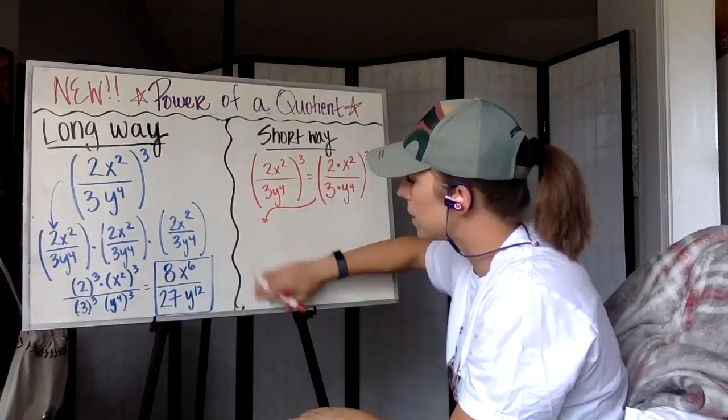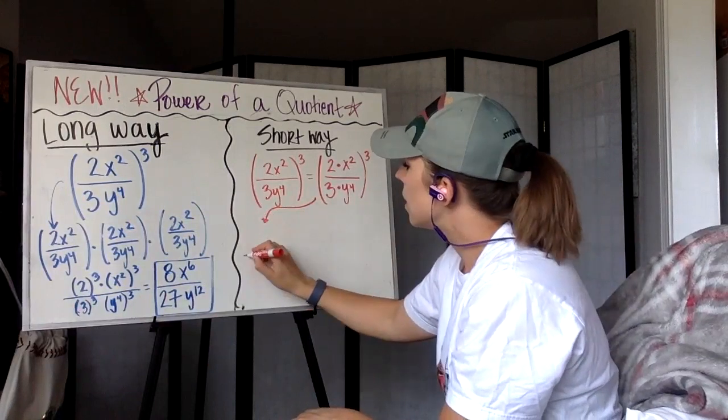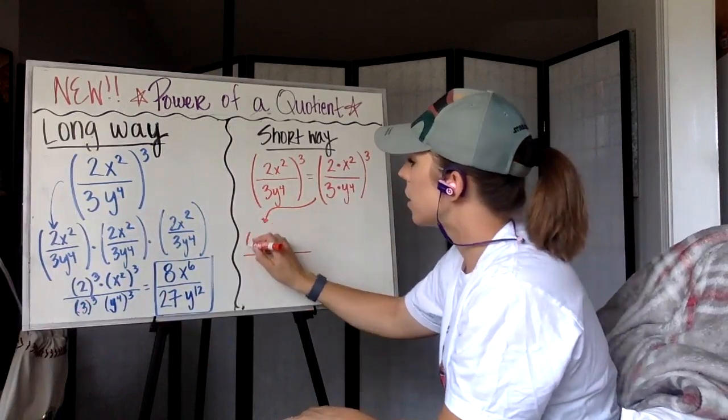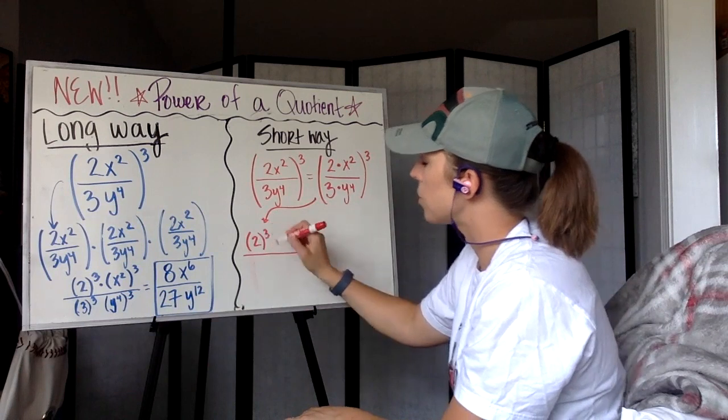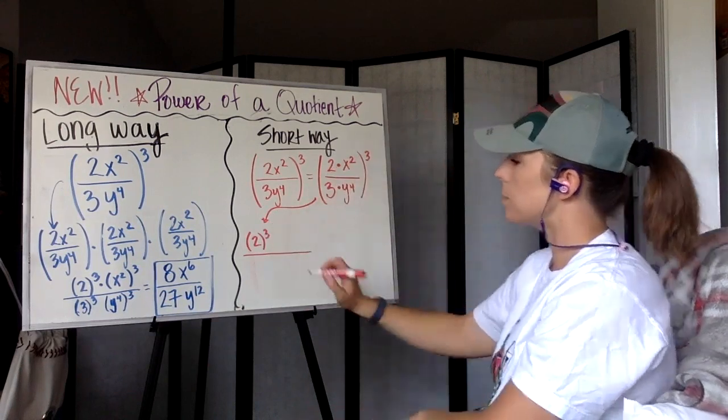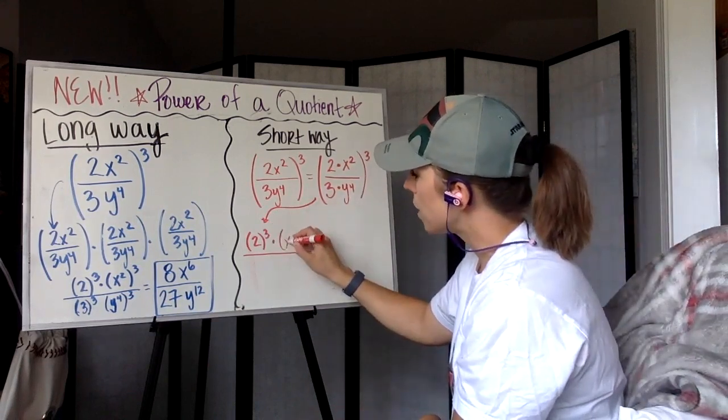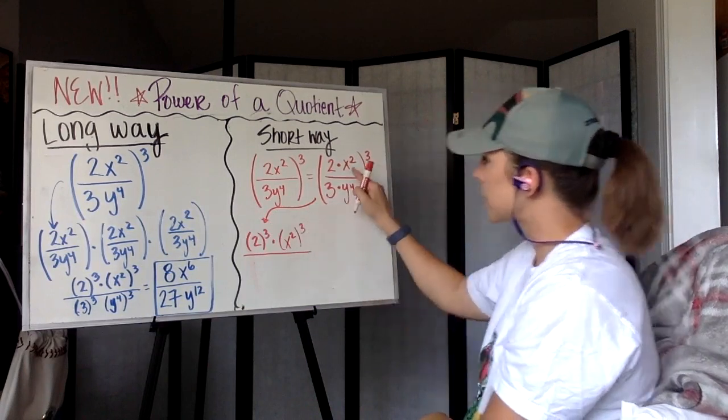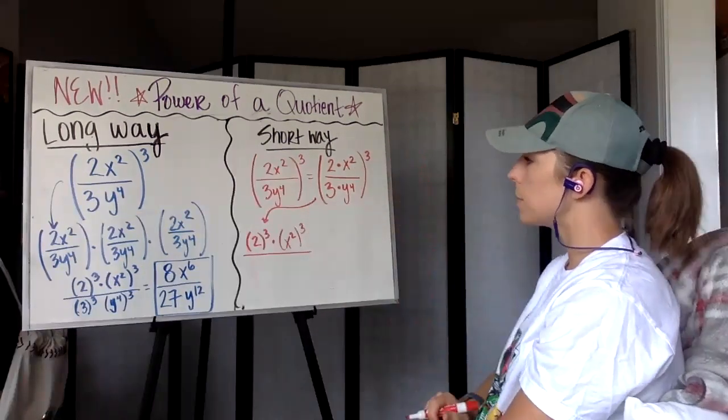Oops, I don't even need that big parentheses. I don't even know I did that. Let's set up a fraction bar. In the numerator, 2 will be raised to the power of 3, because 2 times 2 times 2, that's what that means. X squared will be raised to the power of 3, because x squared times x squared times x squared, that's what that means.